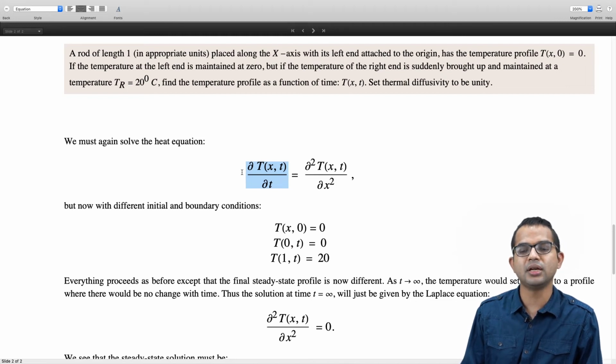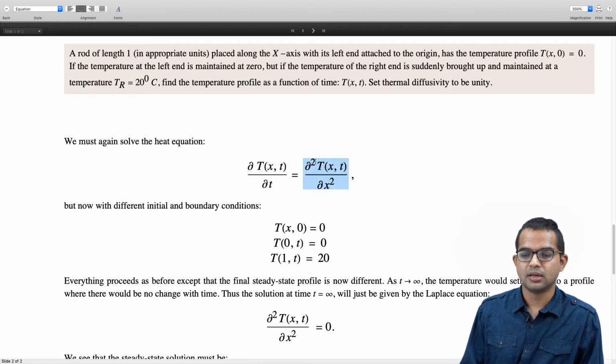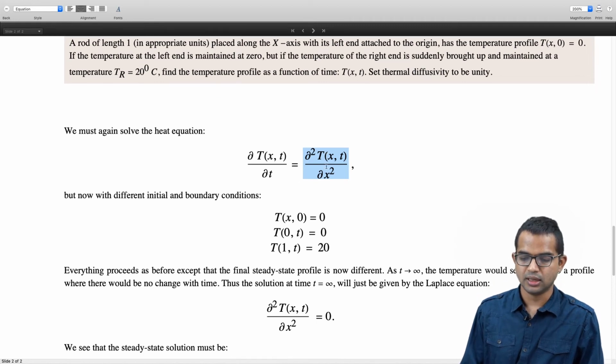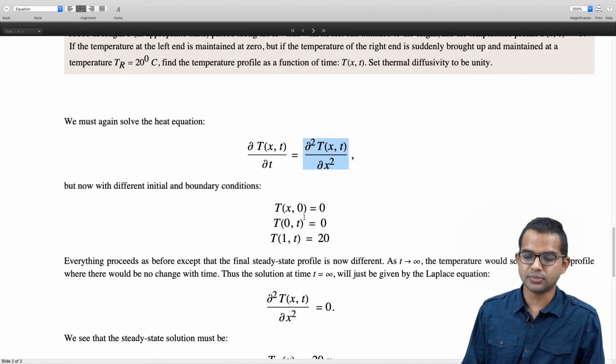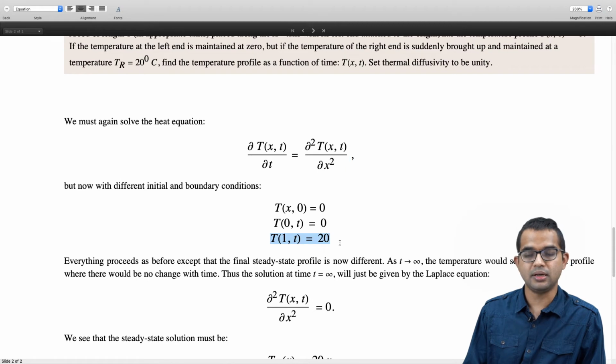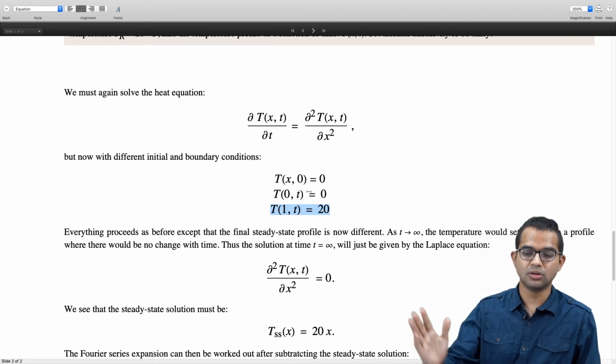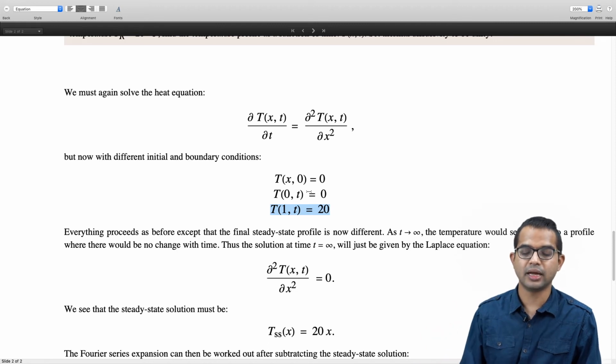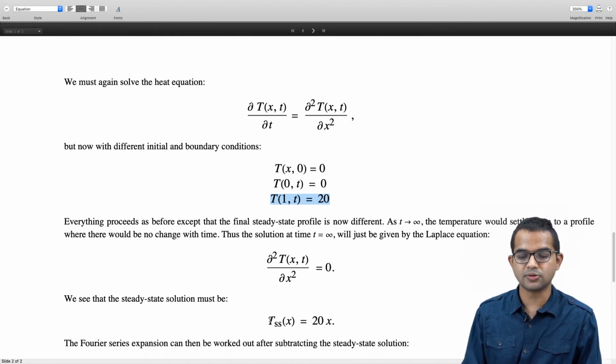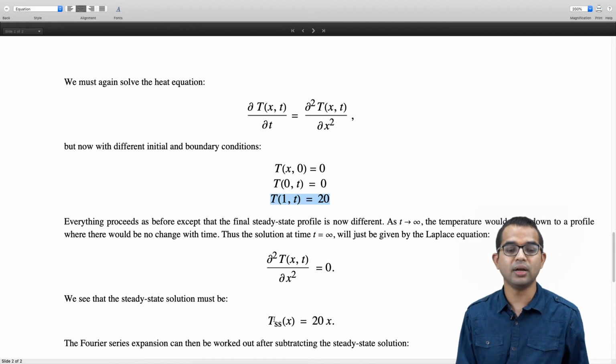So when t becomes very large, dou T by dou t will be 0, so it's going to be just dou squared T by dou x squared equal to 0, which is nothing but the Laplace equation. At t equal to infinity, if the right end is at 20 degrees Celsius and the left end is at 0 degrees Celsius, and the temperature profile must be a solution of the Laplace equation, the way that can happen is if it's a linear growth from 0 to 20 degrees Celsius at x equal to 1. In other words, the steady state solution must be T_SS of x equal to 20x.